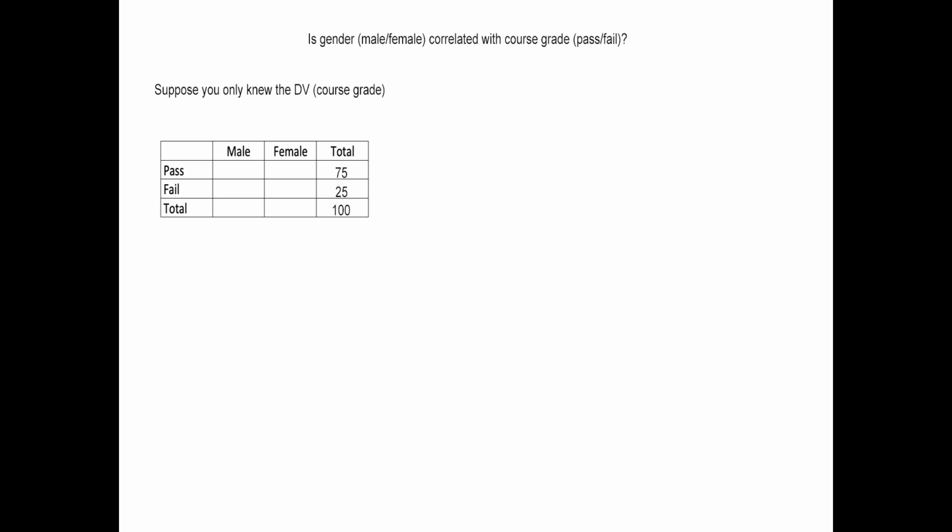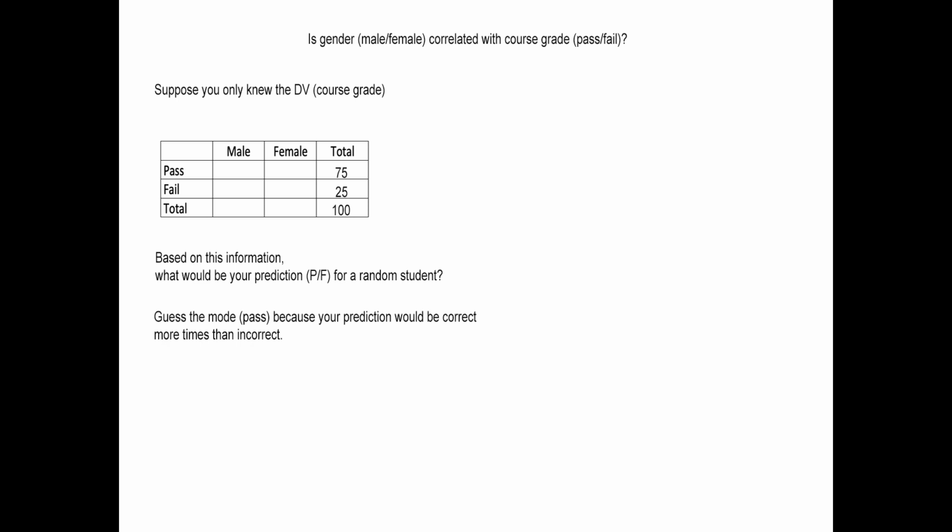So here, let's start with a crosstab. You can see in our first scenario, when we only know the dependent variable, that the crosstab is empty for male-female students. Here, we only know the distribution of the dependent variable, where we can see that 75 of the students have passed the course and 25 students have failed the course. There's a total here of 100 students. So looking only at the information we have in the table, what type of prediction would I make for a random student? Here it makes sense to pick the mode. In this case, the mode is pass. I would pick the mode because if I were guessing for a random student, I would be correct 75 times, and I would be incorrect 25 times. In this regard, since I'm incorrect 25 times, my prediction error is simply 25.